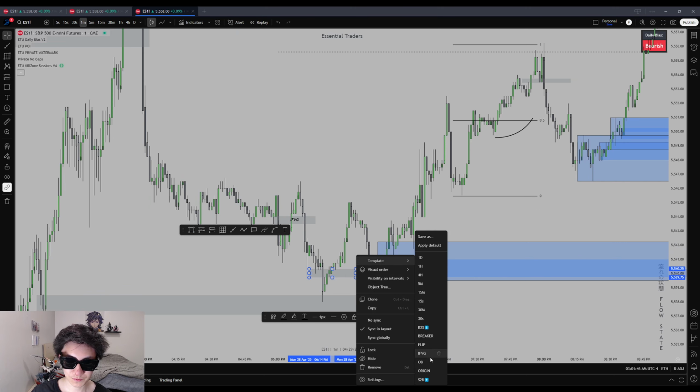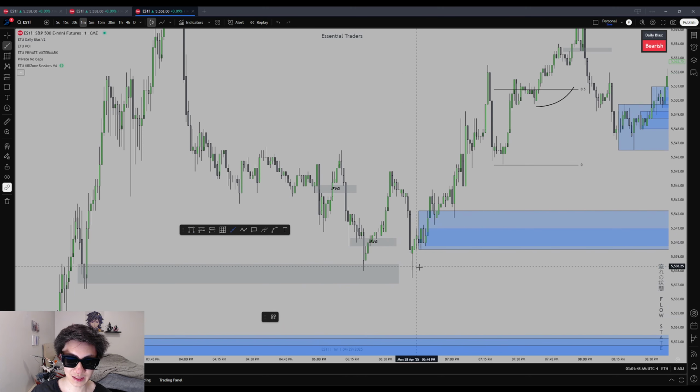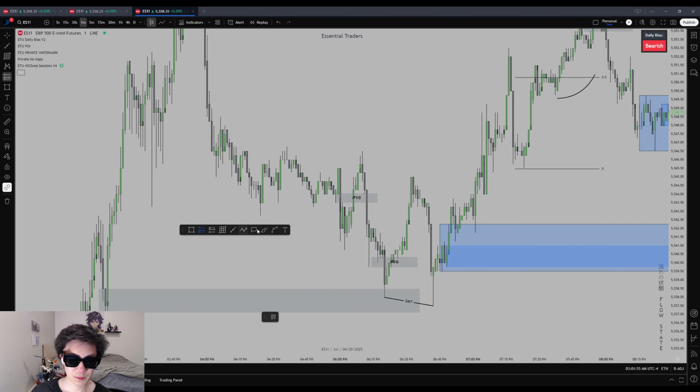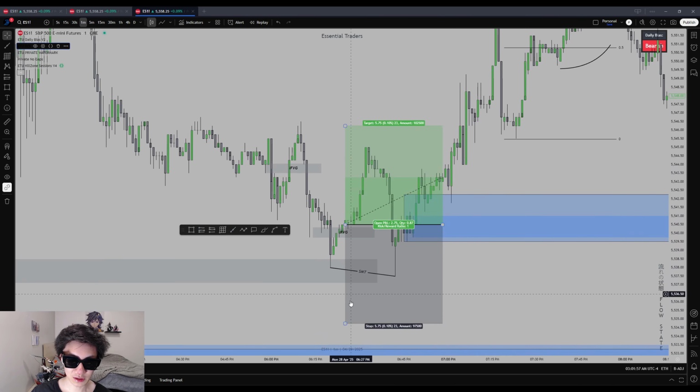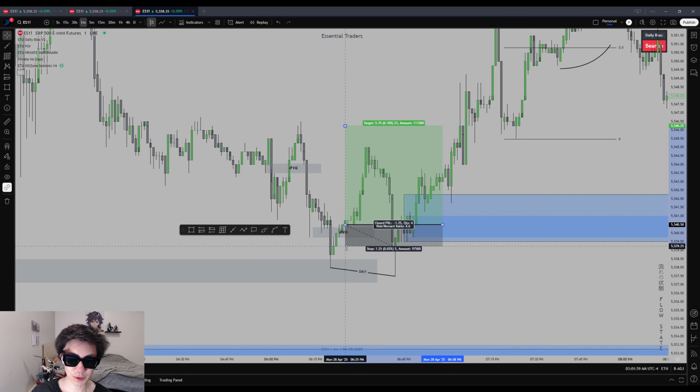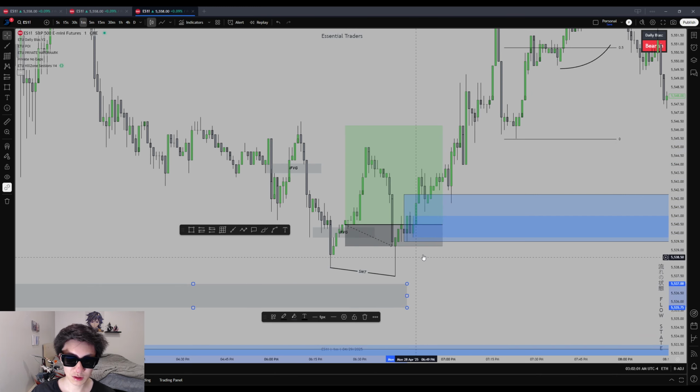Like here's another example. I actually remember this. This is SMT here that happened. I believe I can check NQ real quick. I believe this was SMT here. But basically, if you took the IFG entry model here, stop loss right below, you could place it here, roughly.